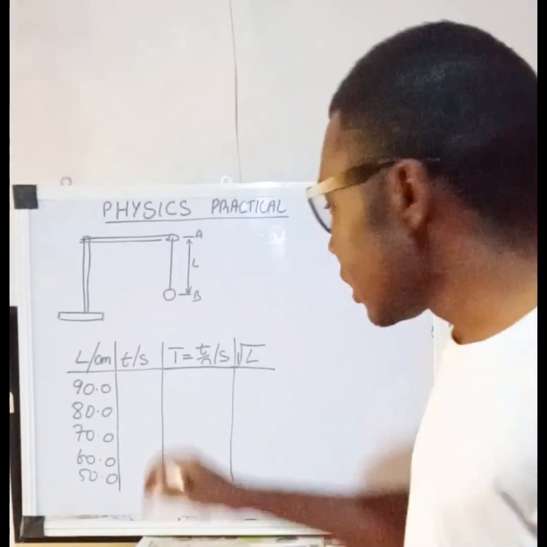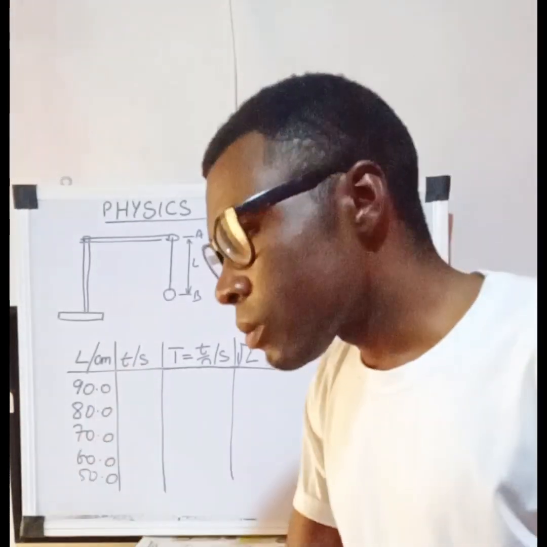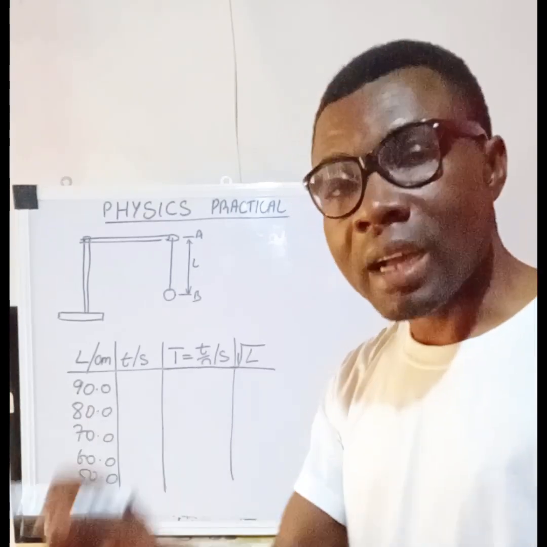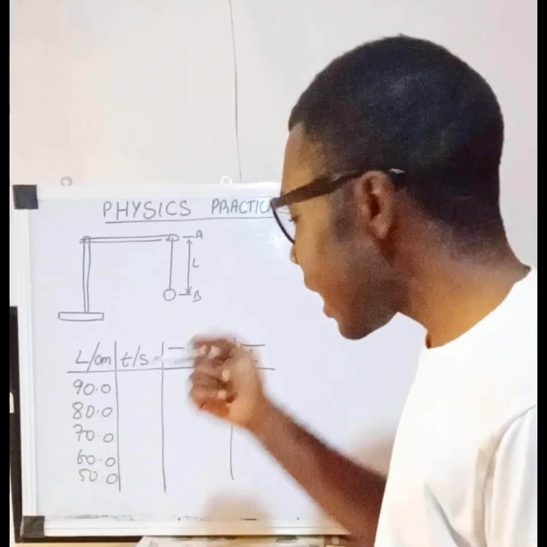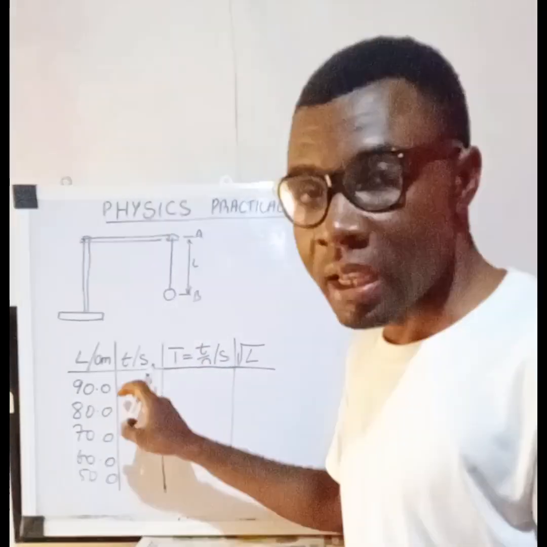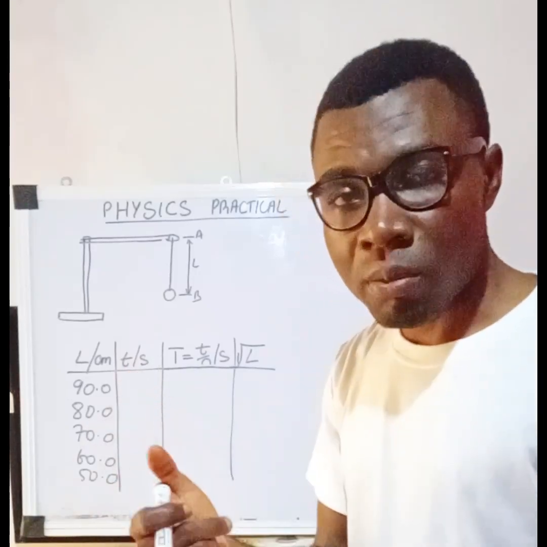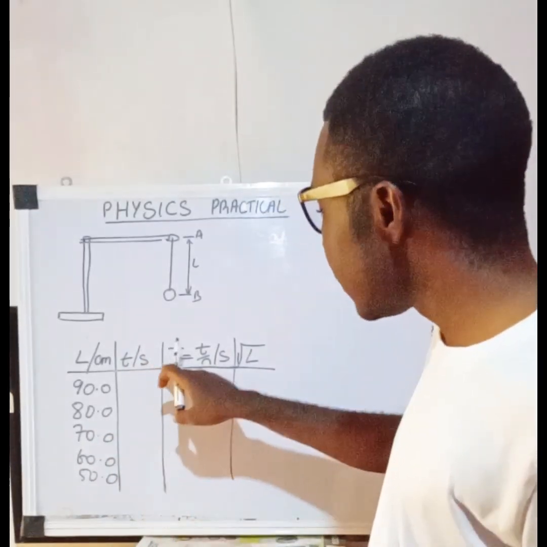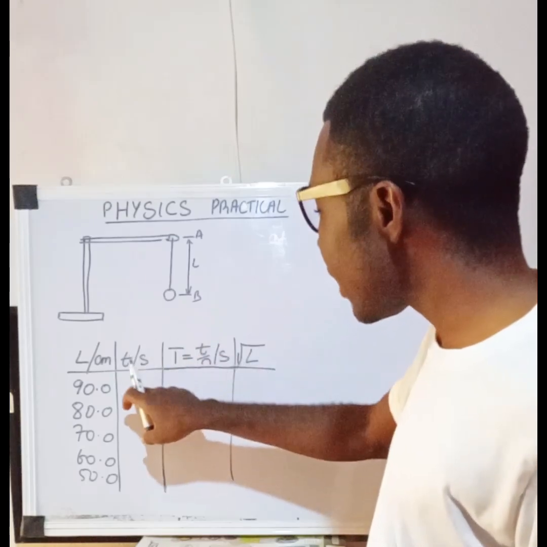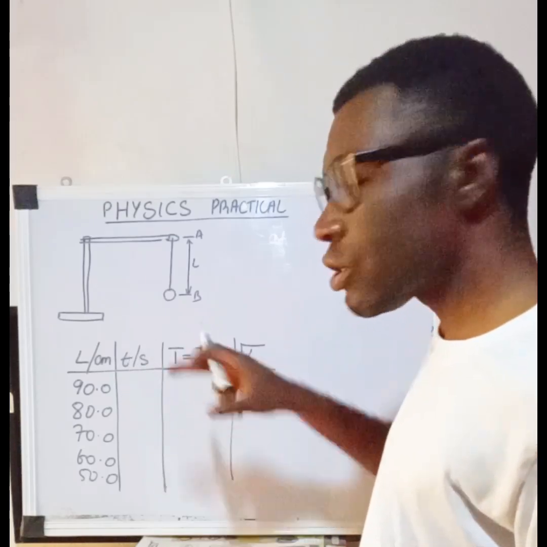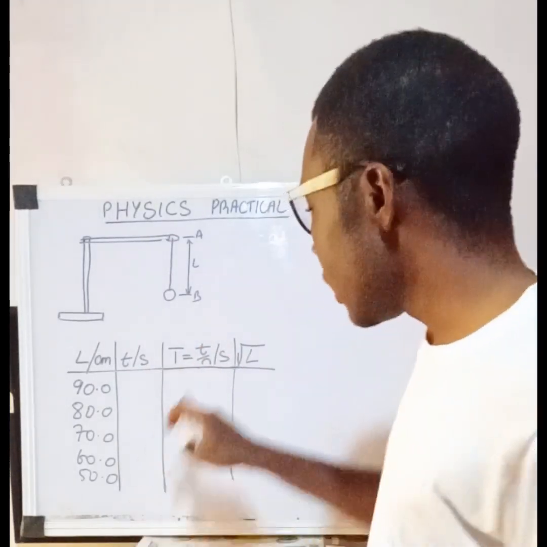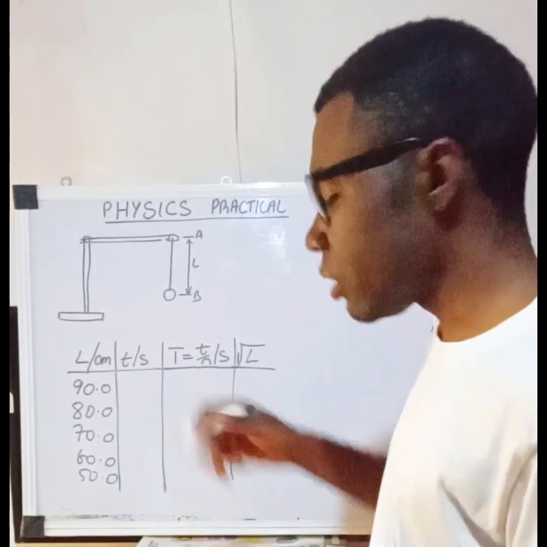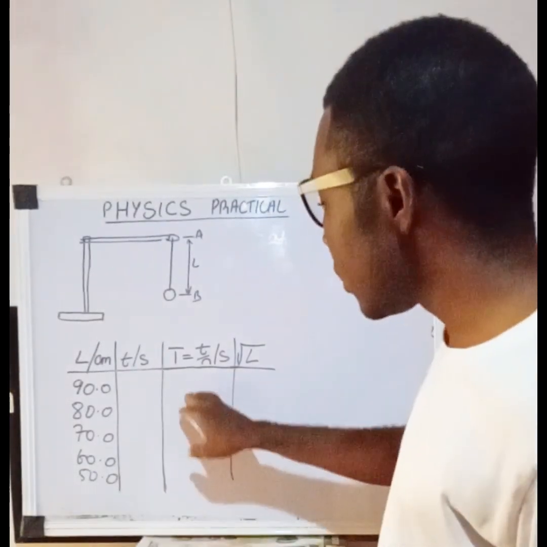From the experiment, you obtain this one by displacing the pendulum bulb, and it will oscillate 20 times. The time it took to oscillate 20 times is what you're going to write here using your stopwatch. Then after you've gotten the values here, you calculate using a calculator by dividing whatever you have here by 20, because n is 20. We have 20 oscillations. Whatever you get here divided by 20 will give you this other one. And that's how you would obtain these other values.